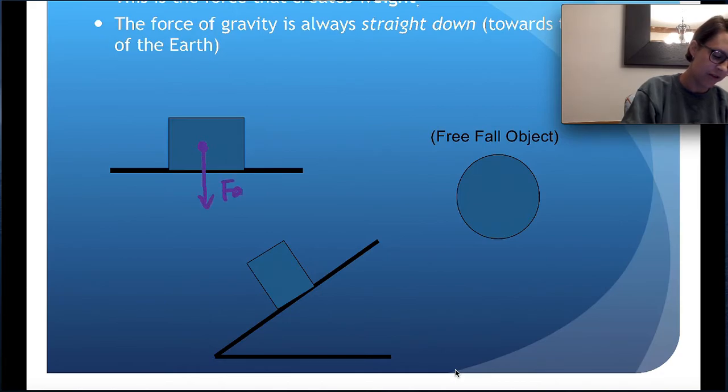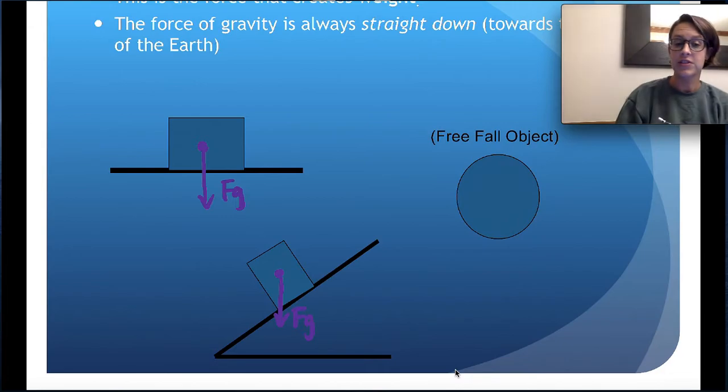Okay, and if you've got a box sitting on a flat surface, gravity is pulling down towards the center of the earth. If you have a box on a hill, gravity is still pulling straight down towards the center of the earth. So it doesn't matter whether it's inclined or whether it's flat, we still have a straight down gravity.